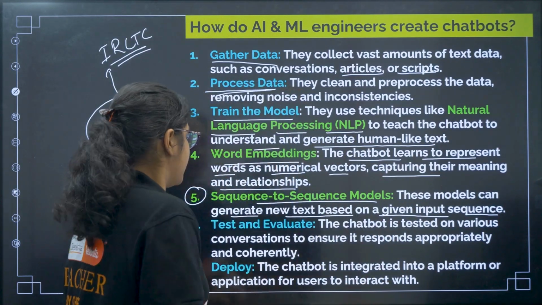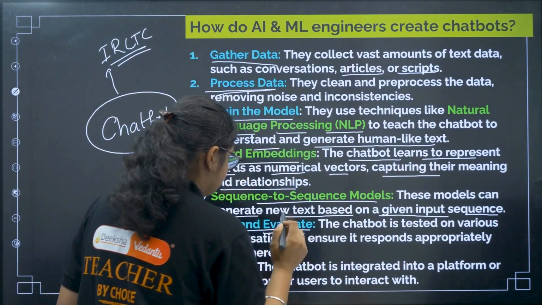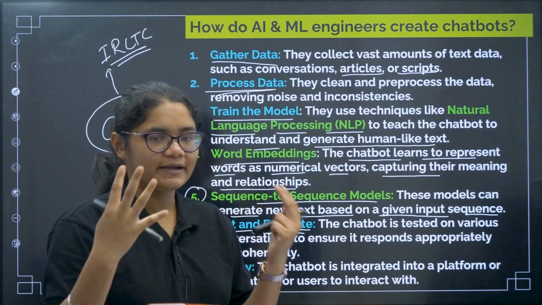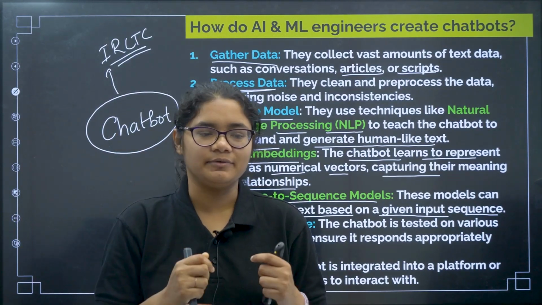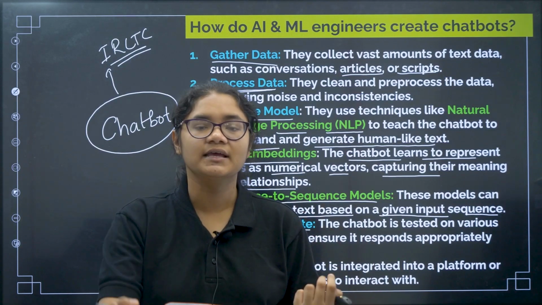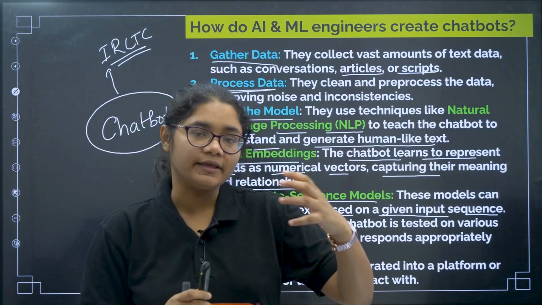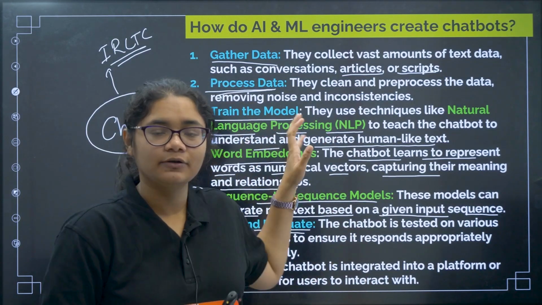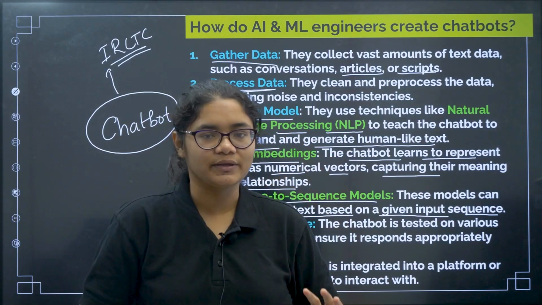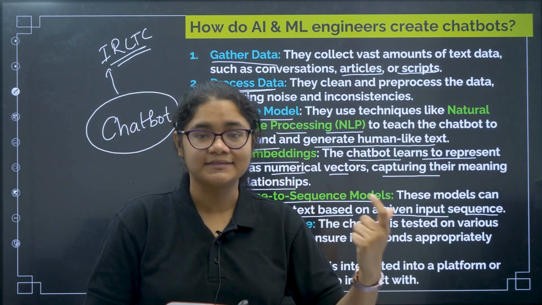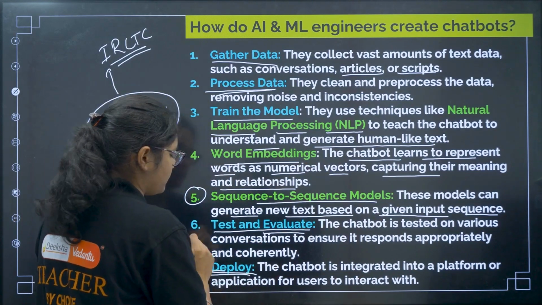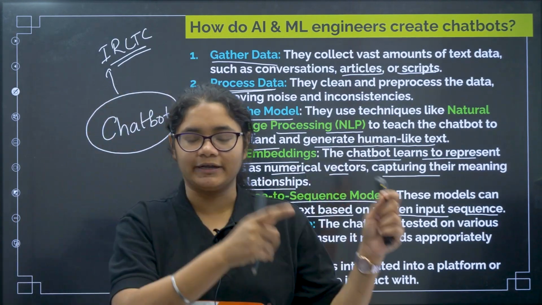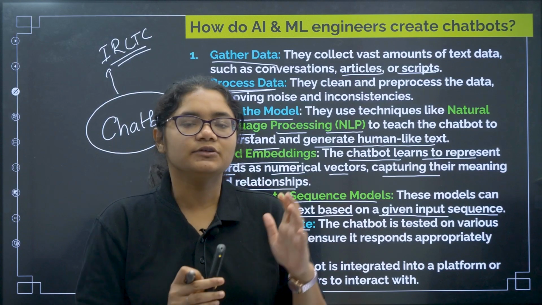Next, coming to test and evaluate. Now I have created this chatbot, it is time to do the testing and evaluation. So we put it to different customers and check the feedback, how exactly it is replying to the customers, whether it is doing it correctly or not, how accurate the answers are. That is what test and evaluate is. And next is deploy. If it works successfully, we can put it in the system.